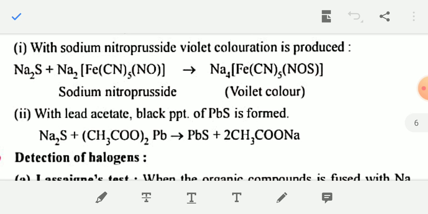And the second test is with lead acetate. Sodium sulfide when treated with lead acetate, (CH3COO)2Pb, gives PbS plus sodium acetate, and due to the formation of this PbS, you will get a black precipitate of PbS.